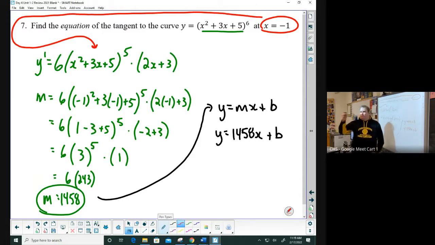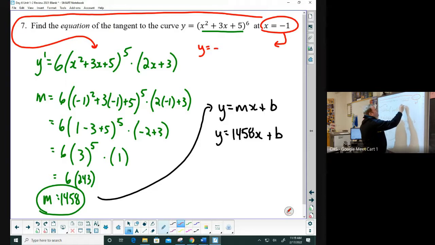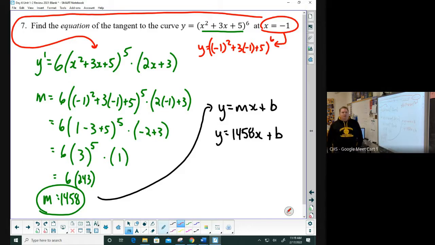And I remember you guys doing this up on the whiteboards, and people are like, give me a y. Or can someone, do you have a y that you can borrow? Where do I get this y? I get the y by plugging it into the original equation. Okay, we plug it into the original equation to get our y value.